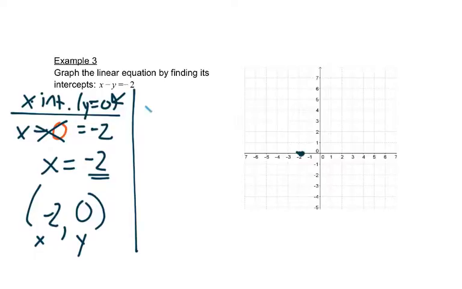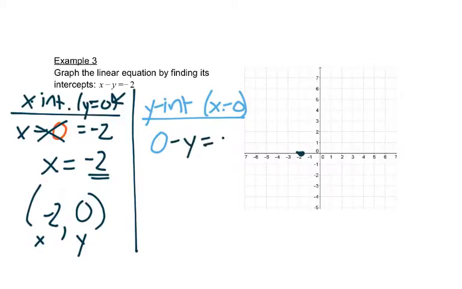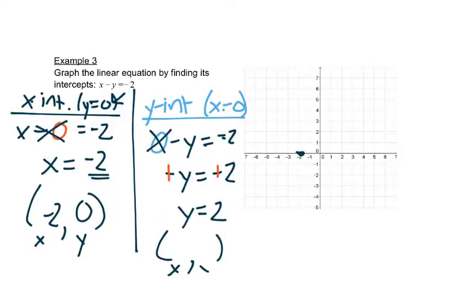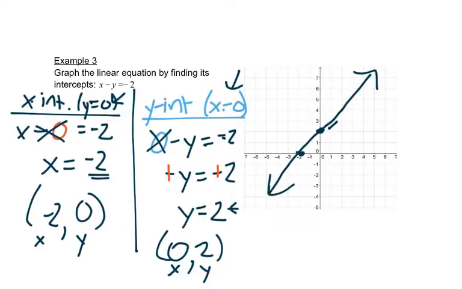So now we're going to do the y-intercept. So we're going to make x equal 0. So x is 0, minus y equals negative 2. 0 doesn't do anything, so we just have negative y equals negative 2. We change the signs on both sides, so we get y is equal to 2. Again, we're going to write a point, x, y. X was 0, y is 2. 0, 2, a point on the y-axis. We draw our line straight through those two intercepts.